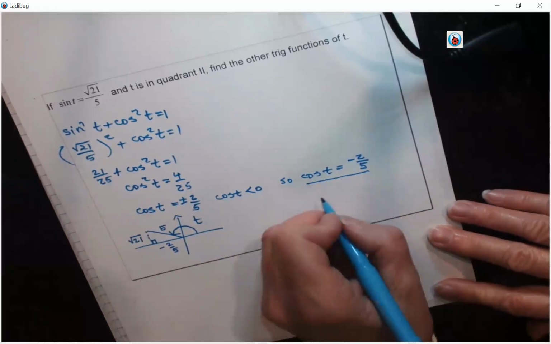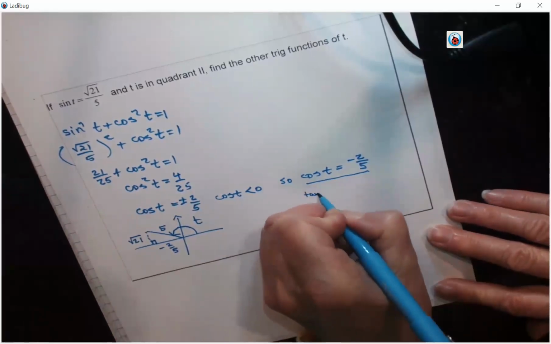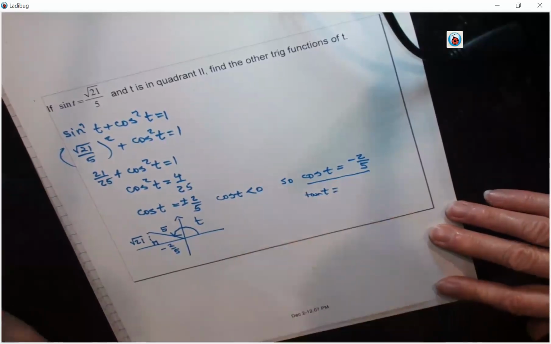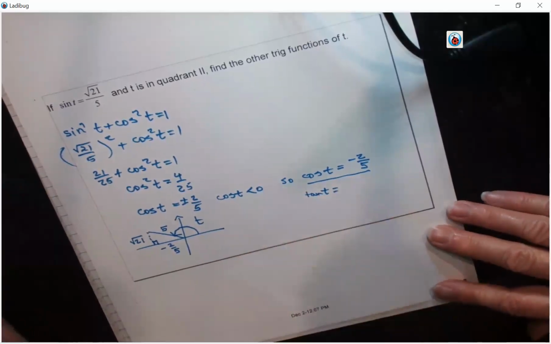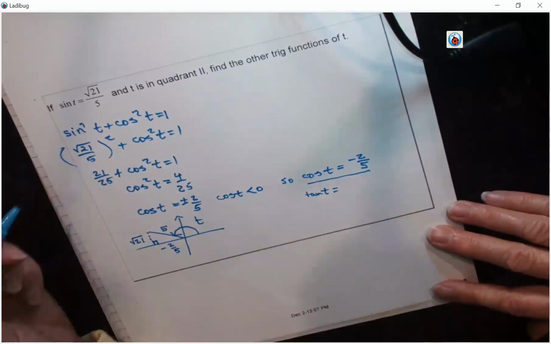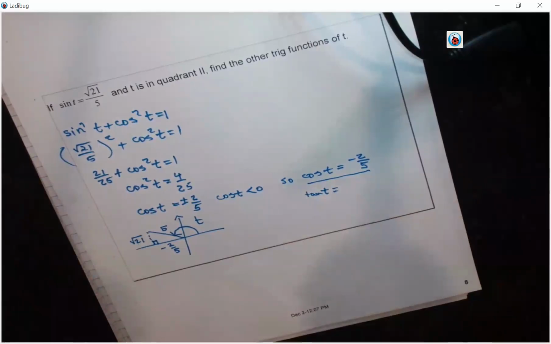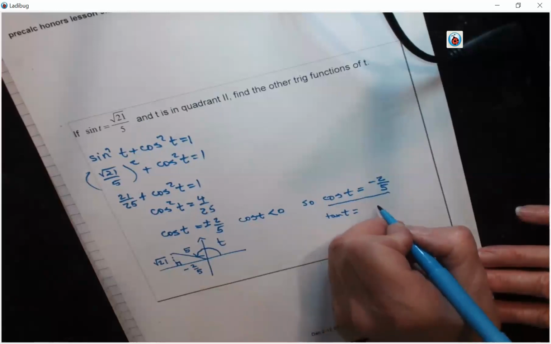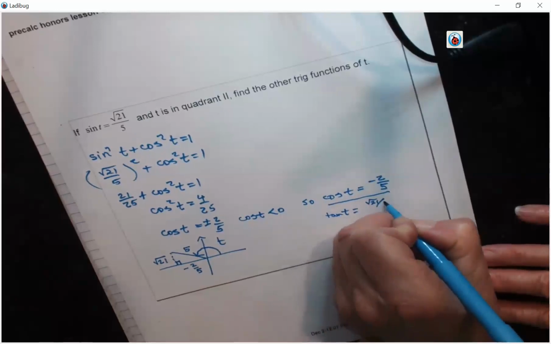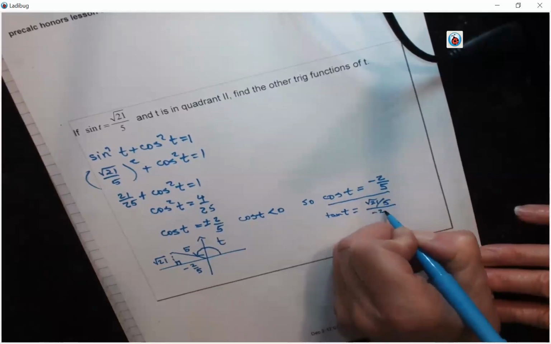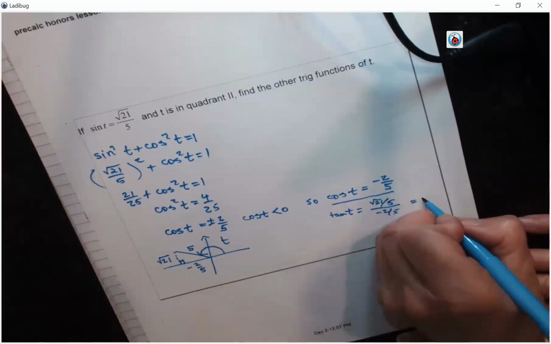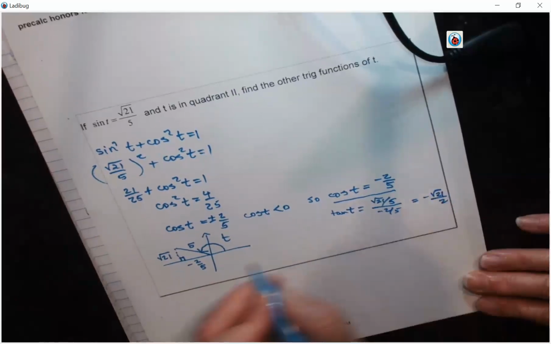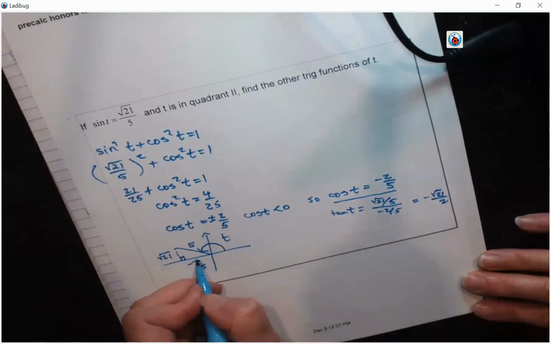Now it's not too hard to find the tangent of t. You could think of it as the sine of t divided by the cosine of t if you wanted to, but you could also think about it as opposite over adjacent. You could think about it as root 21 over 5, that's the sine of t, divided by -2/5. And you end up with negative root 21 over 2. And I should put this as a -2 here.